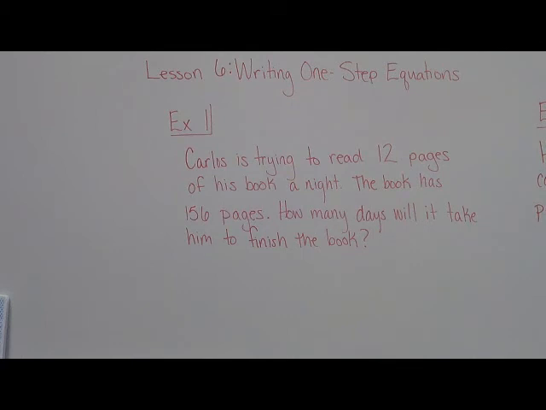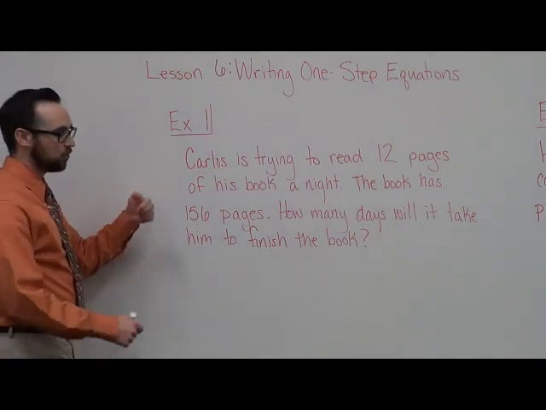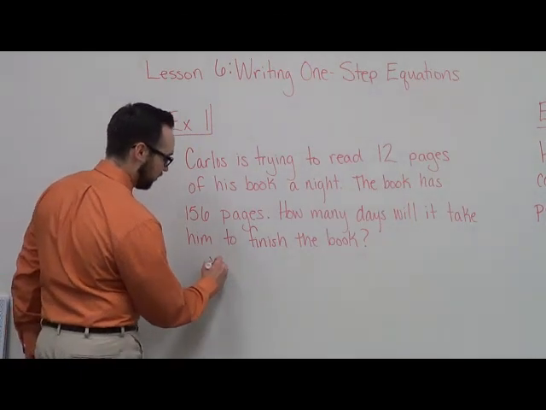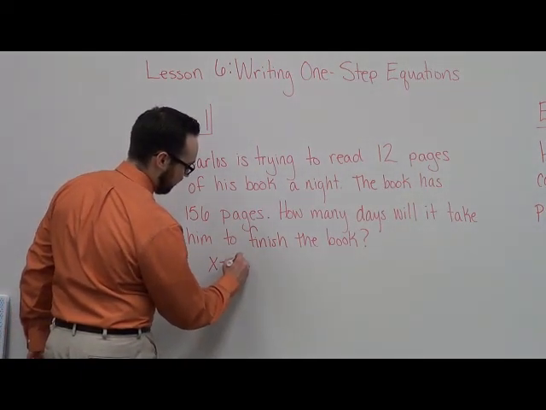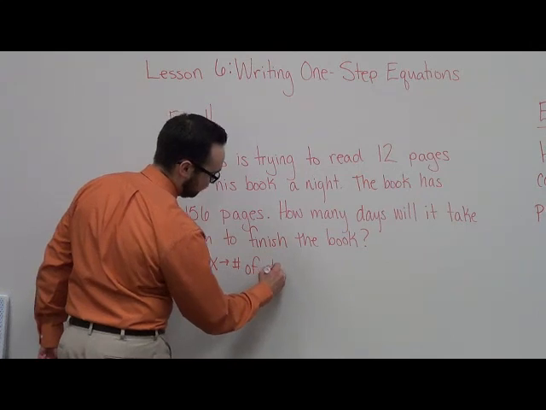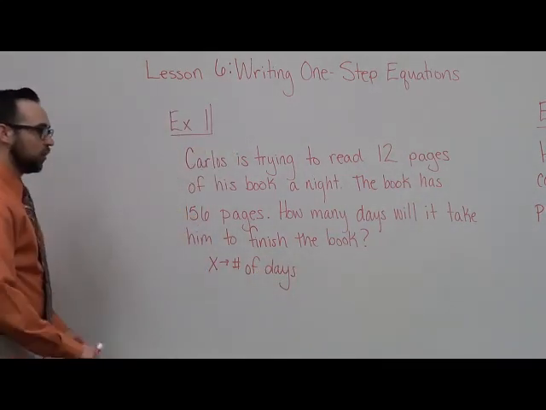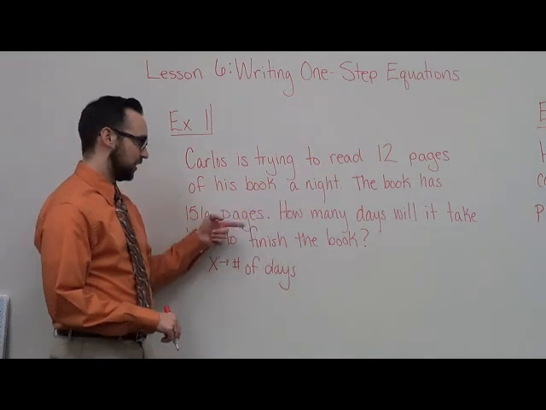So for this first one, it says Carlos is trying to read 12 pages of his book a night. The book is 156 pages. How many days will it take him to finish the book? So the question here, first we decide how to write an equation to fit this scenario. We want to figure out, okay, what's our unknown? So for us, our unknown is going to be x is the number of days, because we're asking how many days will it take to finish the book.